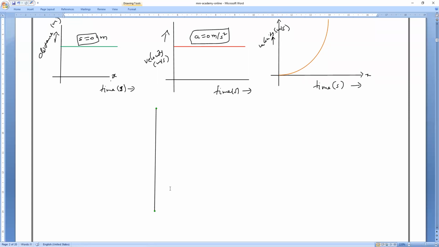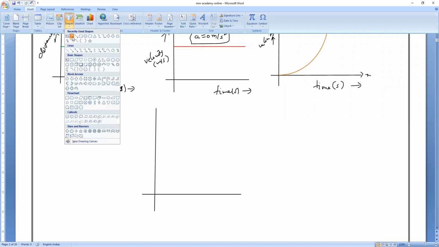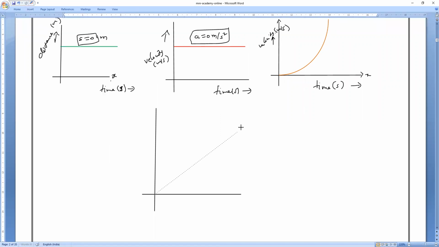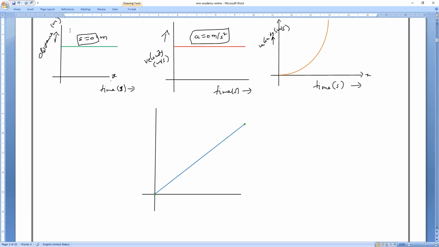Next draw, the last one. What is the last one? VT graph for uniformly accelerated motion. So what will come, Rakishore? How will it come? Linear, sir. Linear, but inclined to which axis? Time axis. Is everything clear, all of you? Yes, sir. Please make it.